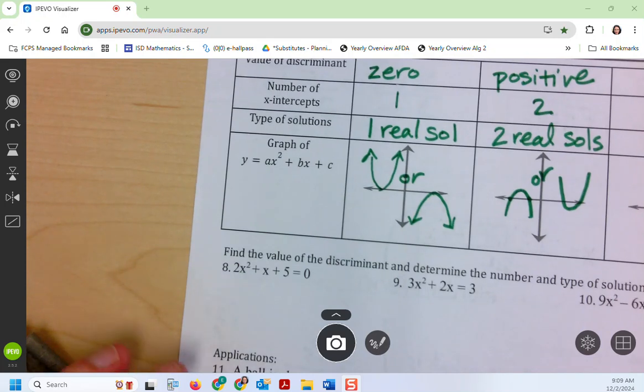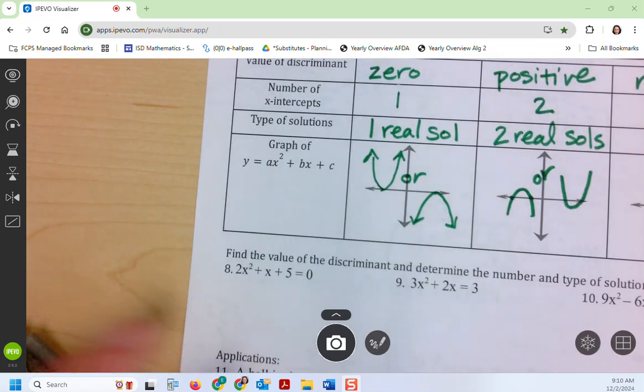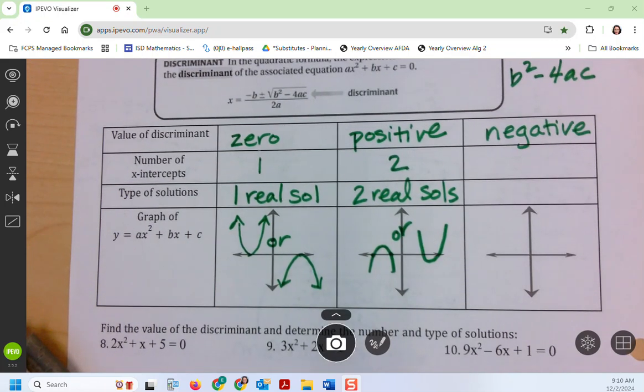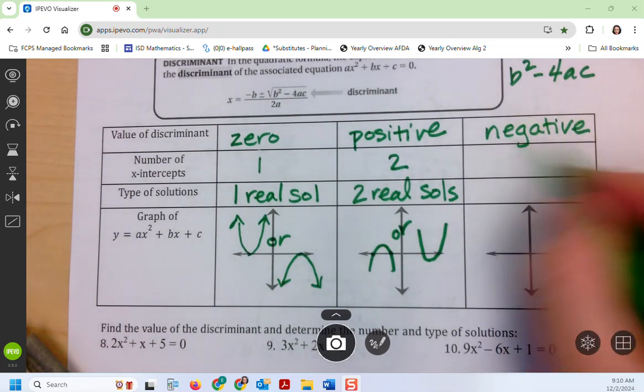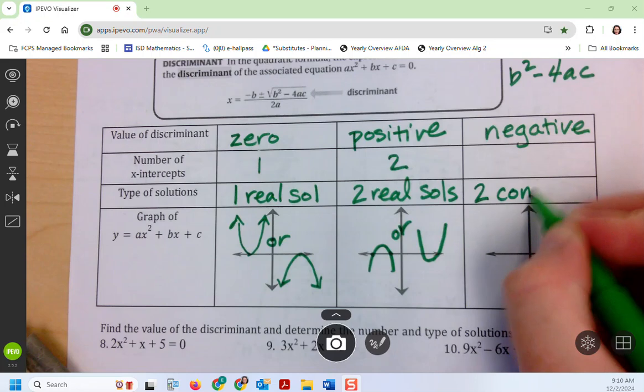Now, something that we didn't have on the front, we didn't have an example of a negative discriminant. When the discriminant is negative, then you're going to end up with the square root of a negative number. And what do you get when you have the square root of a negative number? I, right? When you have an i in your answer, the i is an imaginary number, but altogether that's called a complex number. So when you have a negative discriminant, you're going to have two complex solutions.